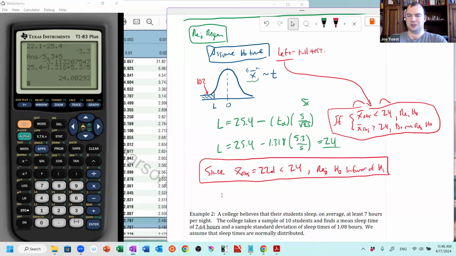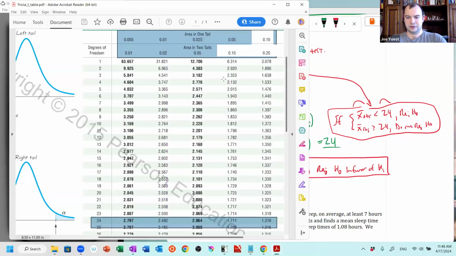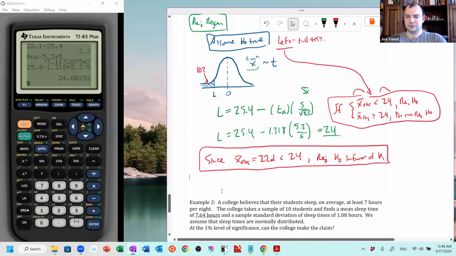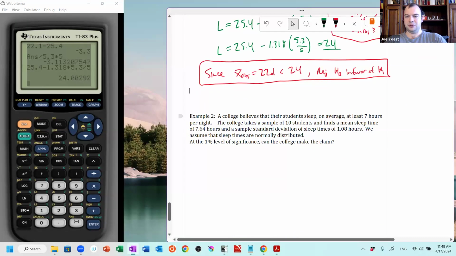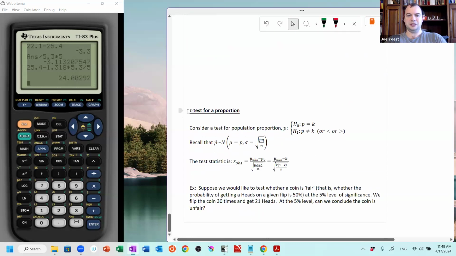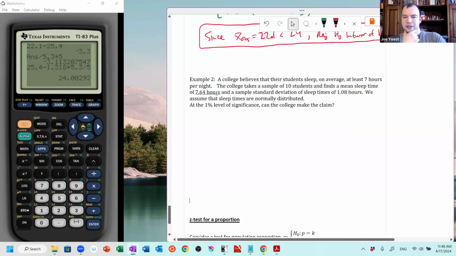Any questions on this so far? Okay, let's look at example 2 then. And we have about 12 minutes left. I think we should be able to get through this one. And then we'll leave z-test for proportion to next time to wrap up the chapter 8 material.